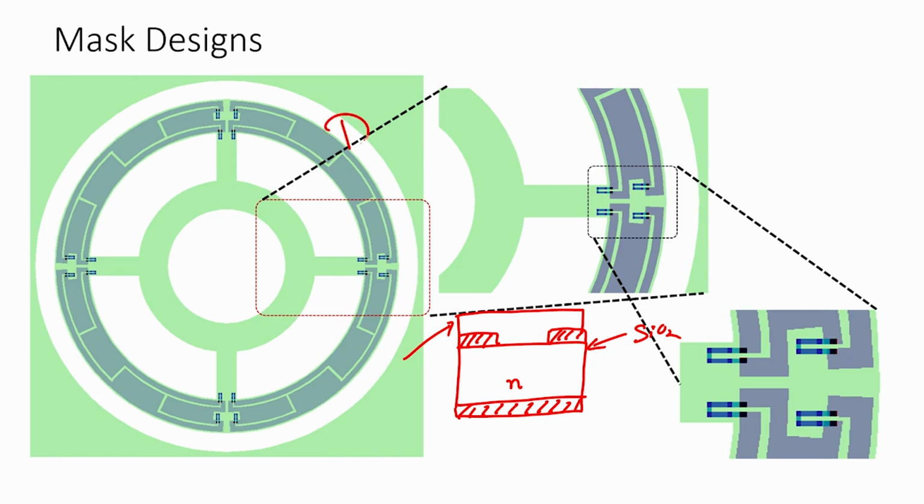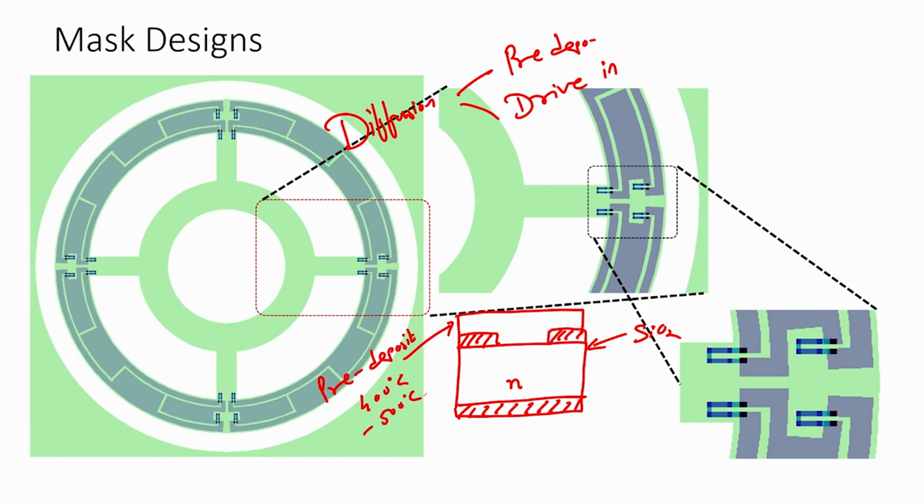So when you discuss diffusion, diffusion has two processes, one is called pre-deposition, the second is called drive in. You have to first pre-deposit, so you anneal or heat this around 400 to 500 degree centigrade, okay. Once you do that, this layer will start diffusing just a little bit into the silicon wafer, alright.